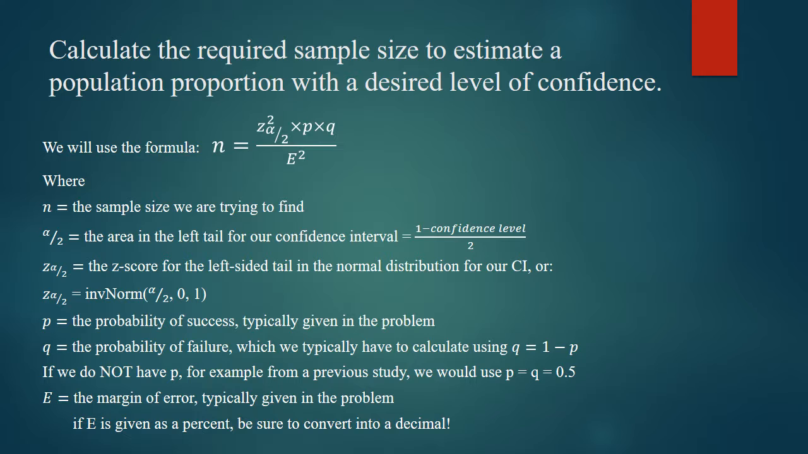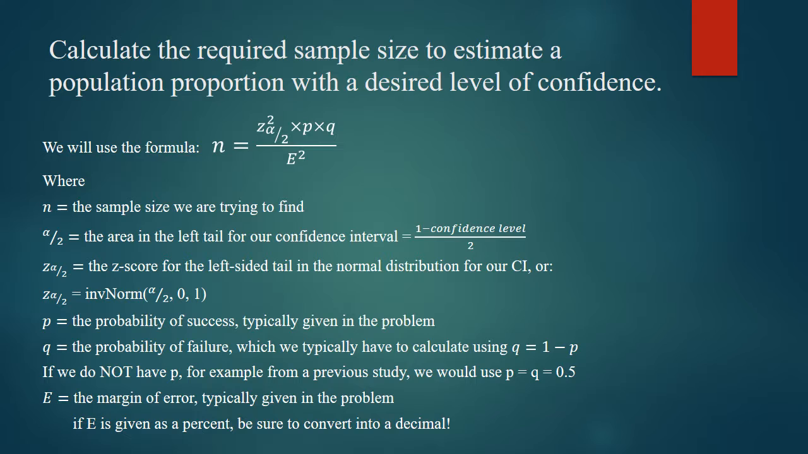P is the probability of success, typically given in the problem. And it's typically given in the sense that in a previous study, we had a proportion of successes that was P equals blah, blah, blah. That will be given to you typically. And then Q is the probability of failure. And that we calculate. We just do Q equals 1 minus the P that's given in the problem.